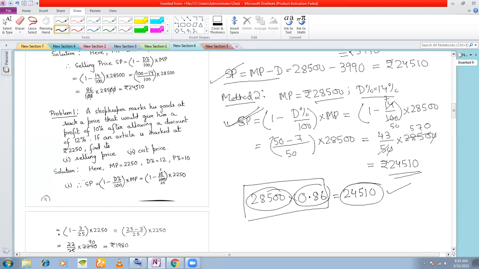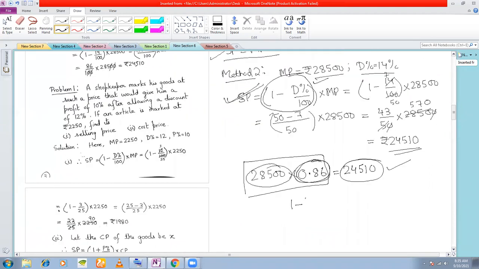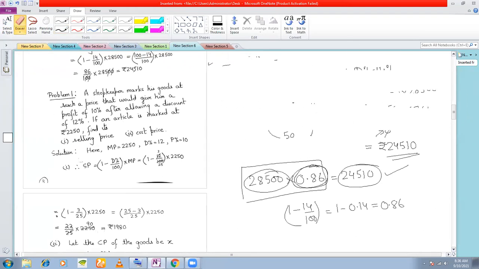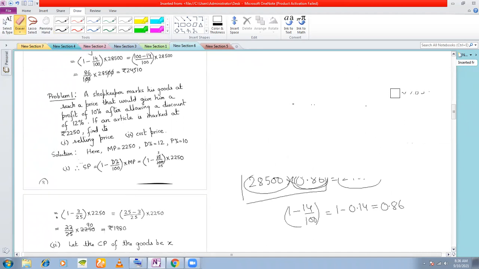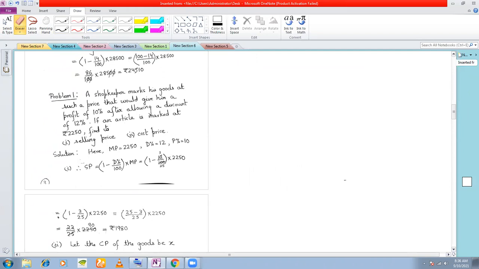You know what we have done? We have converted 14% into a rational number. What is this 0.86? This is this part. Understood? 0.86 is this part. Because if you see, 1 minus 14 by 100 can also be written as 1 minus 0.14, and 1 minus 0.14 is 0.86. Understood? So even if you haven't, remember the formula for the time being until you have enough practice so that later on you can use it mentally also.